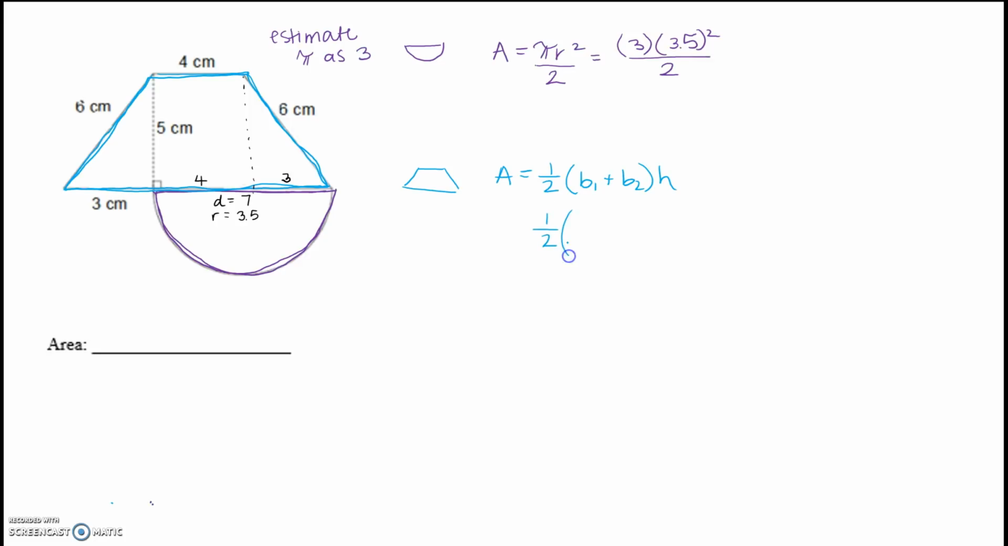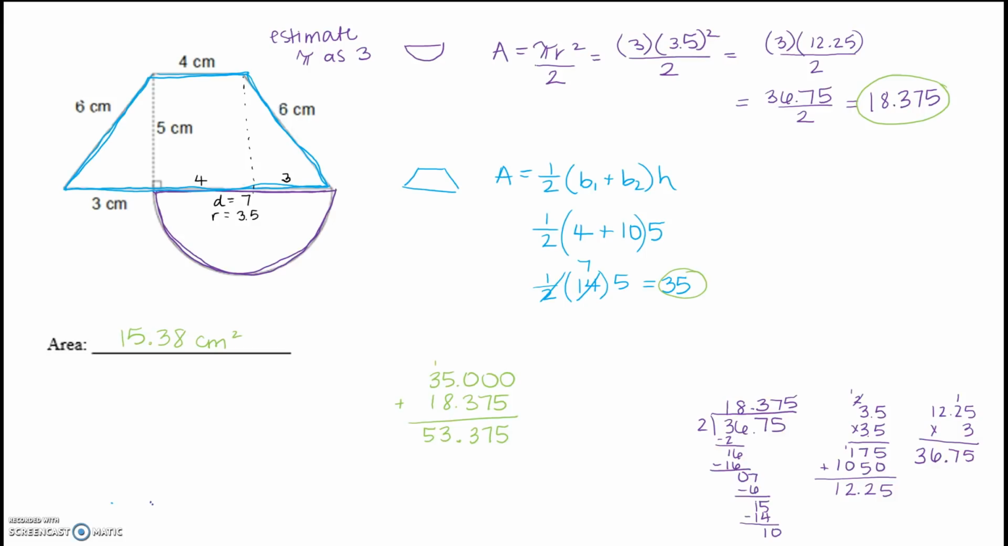So 1/2 base 1. So it doesn't matter which order. If we add, it doesn't matter what order. So we have base 1 on top is 4 plus base 2. Okay, so base 2 is this whole amount at the bottom. So 3 plus 4 is 7. 7 plus 3 is 10 times our height. The height again is always going to be at a 90-degree angle. So height of 5. Okay. So you go ahead and do your calculations.